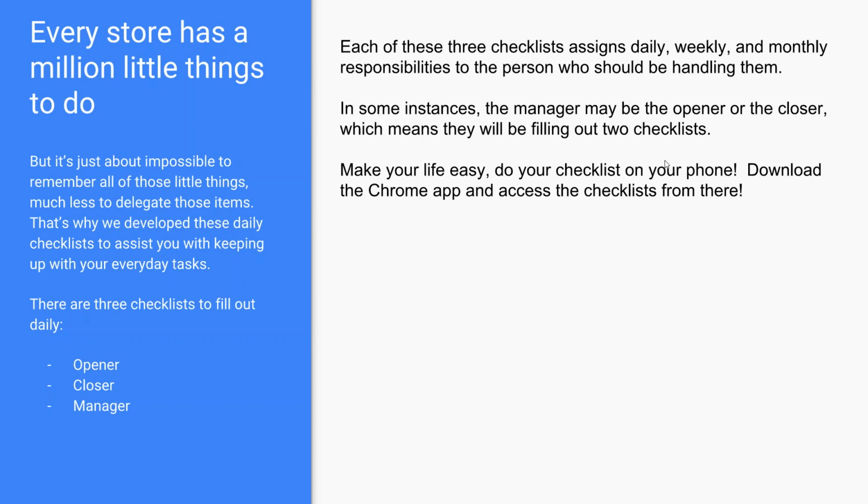Or if you want to use your own Chrome, then just access the checklist from there. You can just go to drive.google or whatever way you like to do it and access the checklist from your phone. In the stores that we have tested that out, they're either doing the checklist directly on their phone, which is the way that I recommend doing it, or they have it up on the back office machine and they're checking them as they're doing them throughout the day.